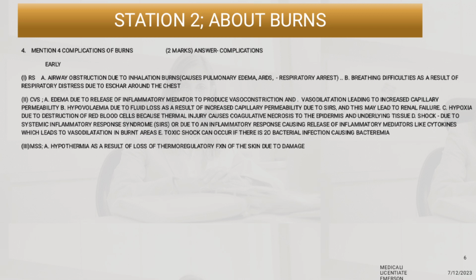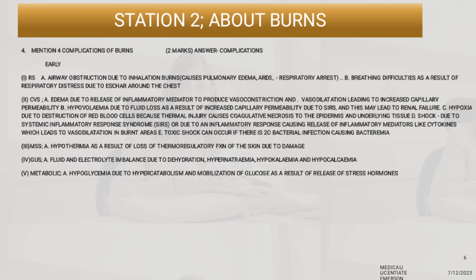Then the last point on CVS is toxic shock, which can occur if there is a bacterial infection causing bacteremia. Then under the MSS, you can have hypothermia as a result of loss of thermoregulatory function of the skin due to damage. Then GUS, we can have a fluid and electrolyte imbalance due to dehydration, hyponatremia, hypokalemia, and hypocalcemia. Then we have metabolic, where we have hypoglycemia due to hypercatabolism and mobilization of glucose as a result of release of stress hormones.